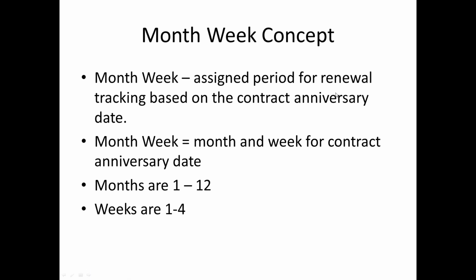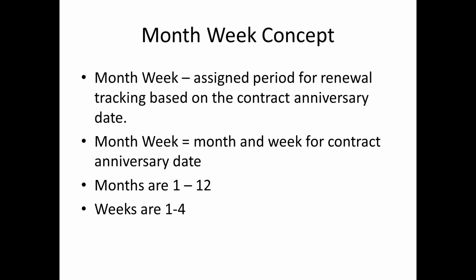So month, week, most of you are probably familiar with this, but there may be some associates in either marketing or dispatch maybe that aren't really familiar with this, so I want to go over this real quick. We have all these renewals, and we need a way to schedule them or decide when we're going to try to set them throughout the year. And we do that based on their original contract anniversary date. So what we do is we assign a month week based on this anniversary date, where the month is equal to the month of the contract, and then the week equals which week of the month the contract falls in.